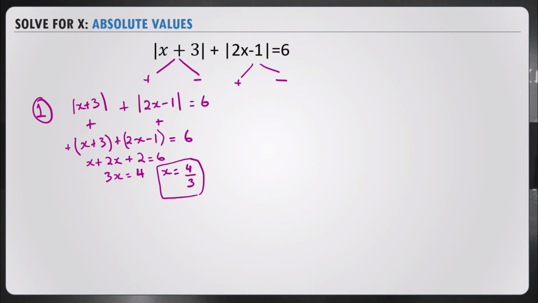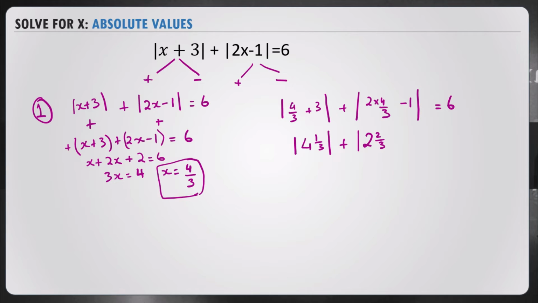That's one possible answer, and we have to make sure that this value actually works out when we plug it in. So let's test it. Instead of x, let's put in 4 over 3 plus 3 plus the absolute value of 2 times 4 over 3 minus 1 should give me 6. All right, that gives me 4 and 1 third plus 2 whole and 2 third minus 1, the absolute value. And that gives me 4 and 1 third plus 1 and 2 third.